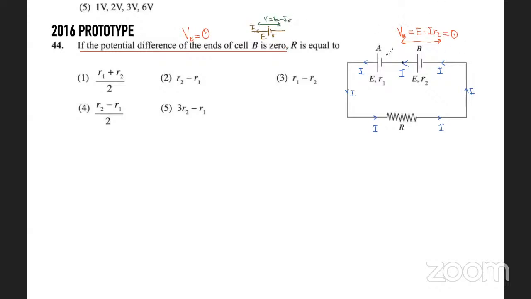So that's where I have started. If VB is equal to 0, let's start with that and get some information. Now they are saying VB is equal to 0. If VB is equal to 0, we know E minus IR2 according to the diagram is 0. That means E is equal to IR2. I have an equation now, because in the answers, capital E is missing. Now for the loop, let's apply Kirchhoff's second law.